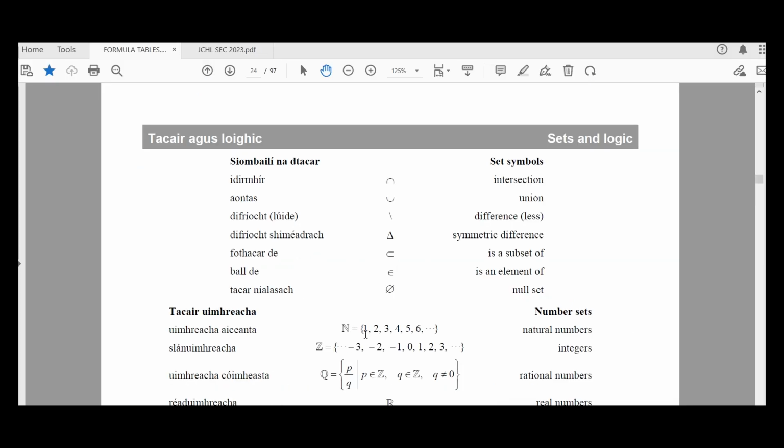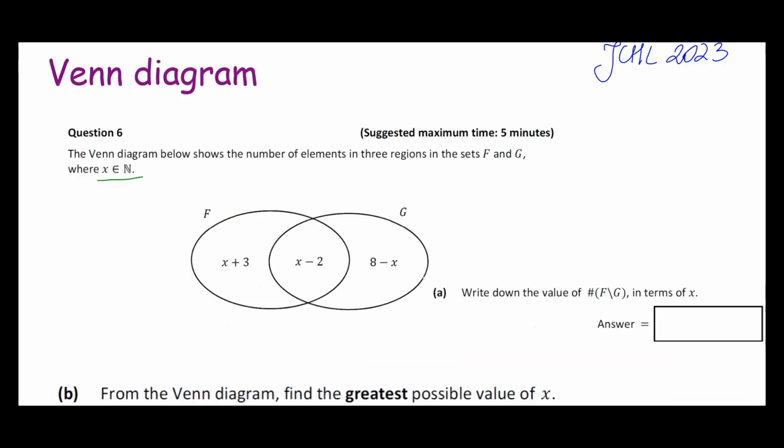N is what? 1, 2, 3, 4. That means whole numbers, positive, no negative value. Okay, and then in each part we have some value with X. So the first thing we have to do is write down the value, and I have to understand what those signs mean, isn't it? In order to answer the question.